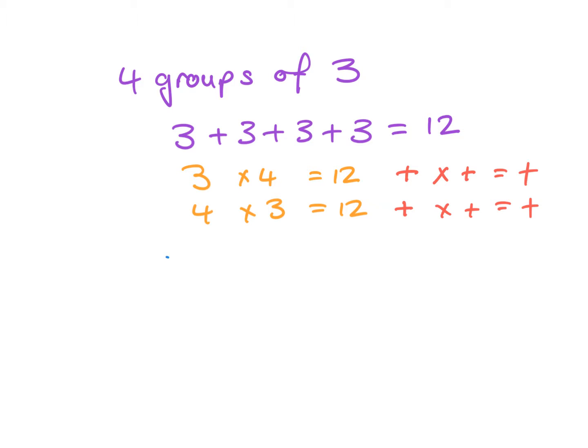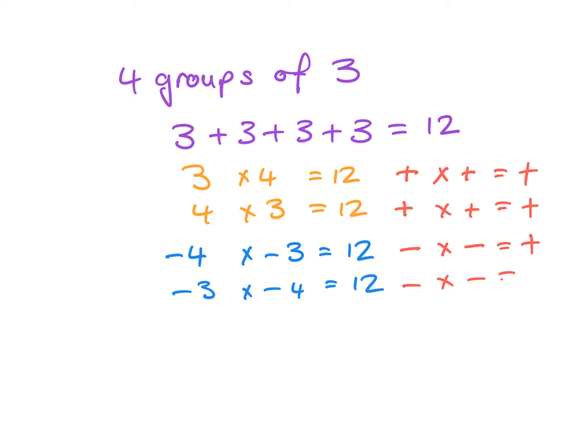So from this we can say that -4 multiplied by -3 is also going to give us a positive value of 12. Or -3 multiplied by -4 would give us a positive value of 12. So a negative multiplied by a negative is equal to a positive value. So once again we can see a pattern developing. Two positives equals a positive. Two negatives equals a positive as well.